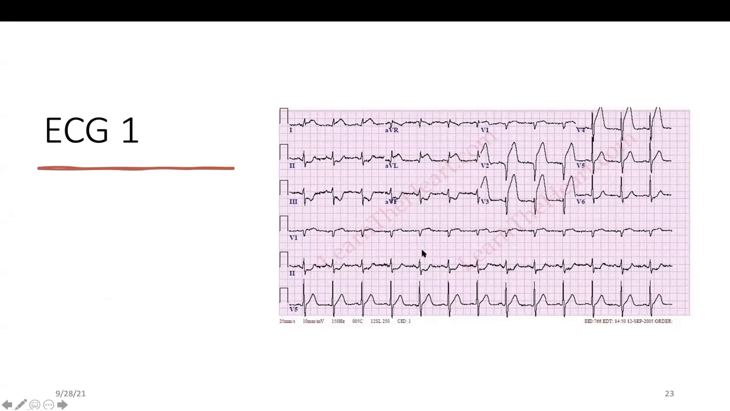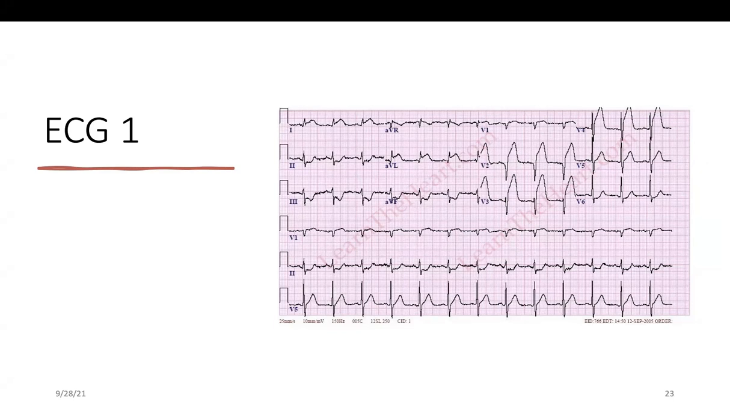What do you see here? Okay, can I comment? Yes, sure. This is sinus rhythm with ST elevation from V1 to V4, and ST depression in leads 2, 3 and aVF, and ST elevation also in lead 1 and aVL. So this is most likely an extensive anterior MI. Exactly, and notice that there's a Q wave in V1 and V2.